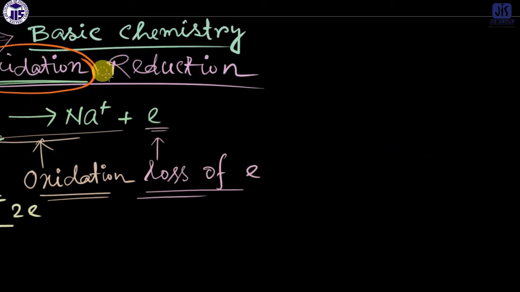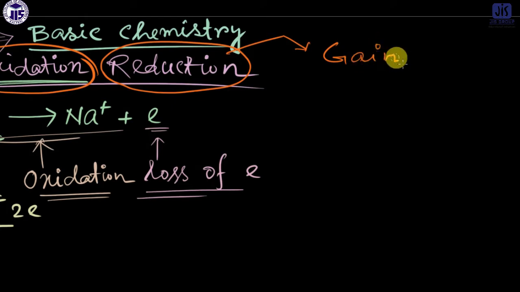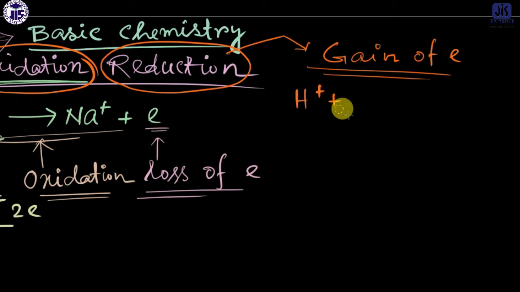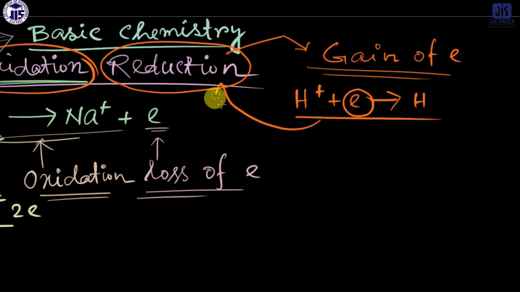Now if we move to the reduction reaction, reduction is the opposite of oxidation. That means reduction is the gain of electrons. For example, if you take H plus plus e, it is converted to H. So this is the gain of electrons. When there is gaining of electrons, it is included in the category of reduction.